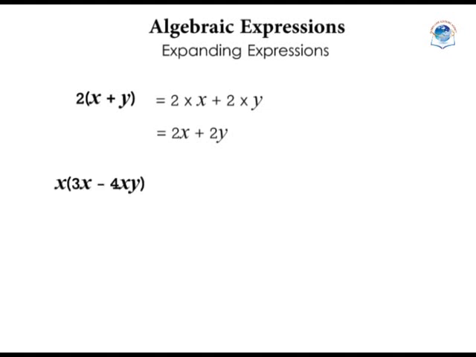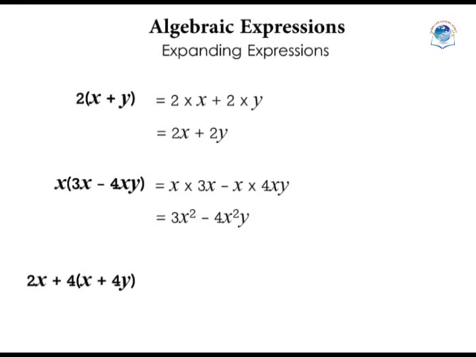Expanding algebraic expressions. When a polynomial enclosed in a bracket is multiplied by a factor, all the terms in that polynomial are multiplied by that factor, so that 2 times into bracket x plus y will mean 2 times x plus 2 times y, which is equal to 2x plus 2y. x into 3x minus 4xy means x times 3x minus x times 4xy, which gives us 3x squared minus 4x squared y.